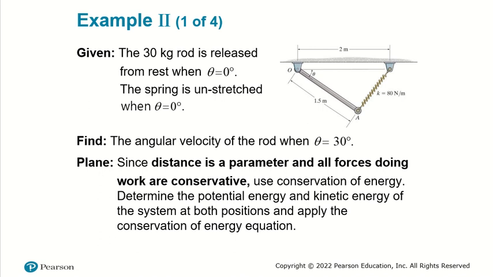We go into another example, a 30 kilogram rod. It's going to be at rest, and your theta is 0. Your spring is unstretched at that time when your theta is 0. And we want to find the same thing, the angular velocity of the rod when your theta is 30 degrees. Since the distance is again in meters, all forces doing work are conservative because they're gravitational, and also spring.